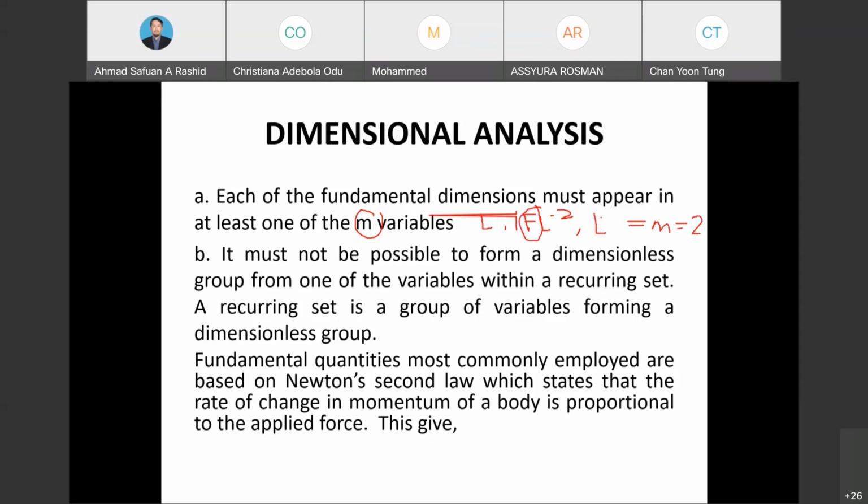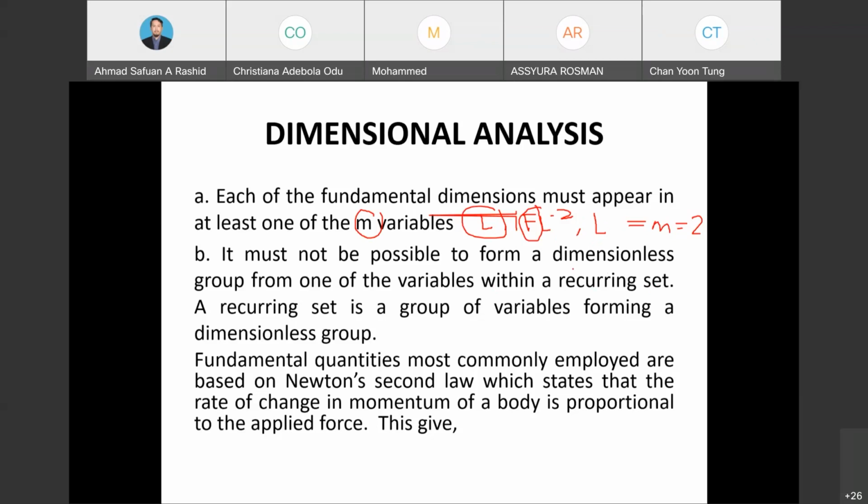For example, 1, 2. So we cannot count it as 4, although it appears 4 times: 1, 2, 3, 4. So we count it as 2. So that is for the m. Then, it is not possible to form a dimension from one of the variables within a recurring set.